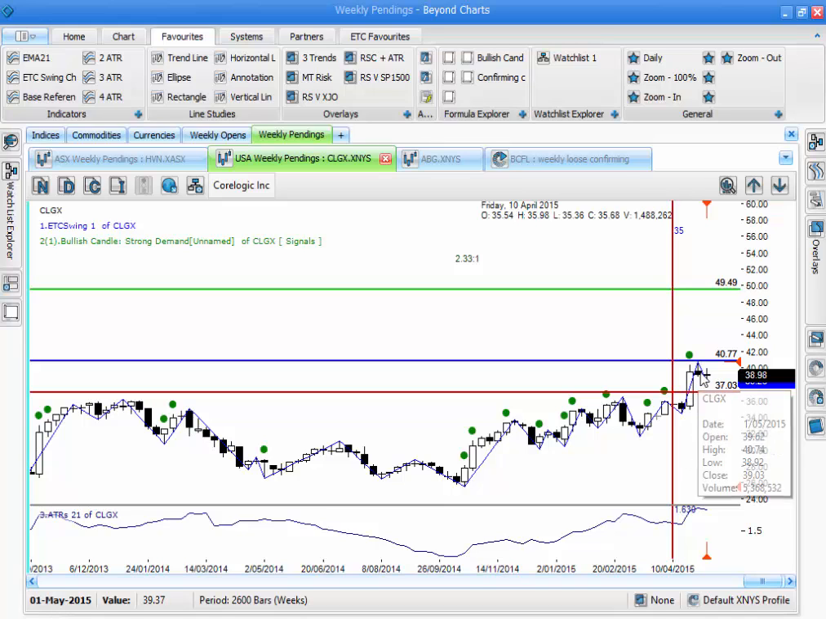So an entry level here, just above this last medium term peak at 40.77, protective stop down at 37.03, scale out objective there just below $50 at 49.49, and that presents a reward to risk of 2.33 to 1 initially, that is, unless you're going to trail your stops and look for that bigger run from that particular trade.